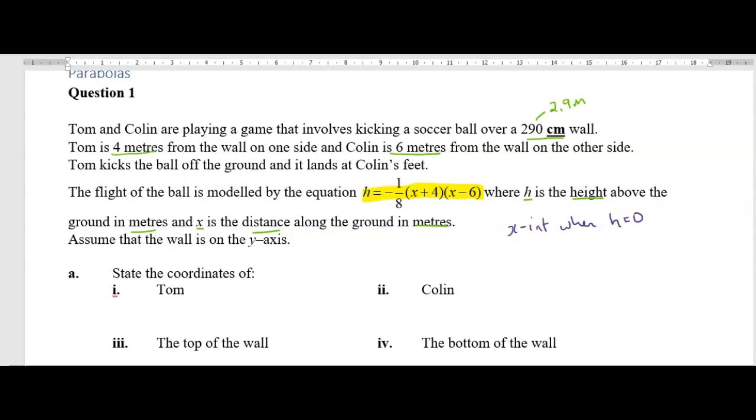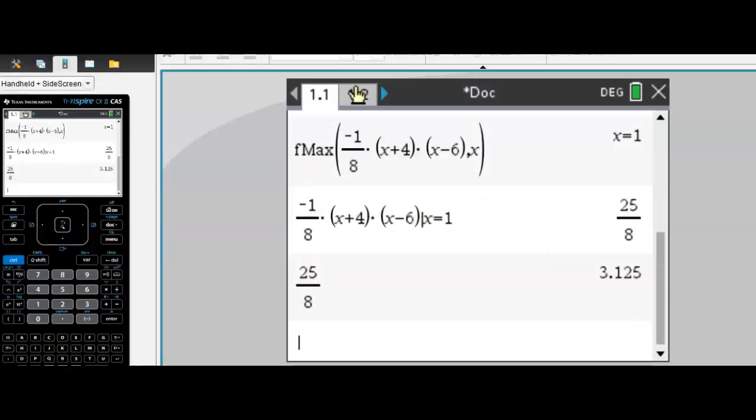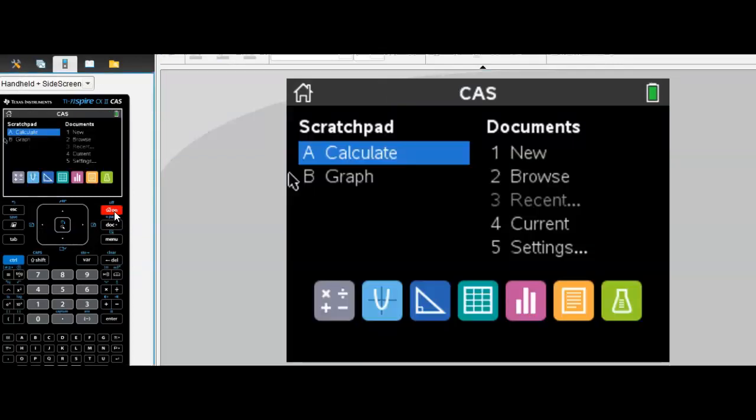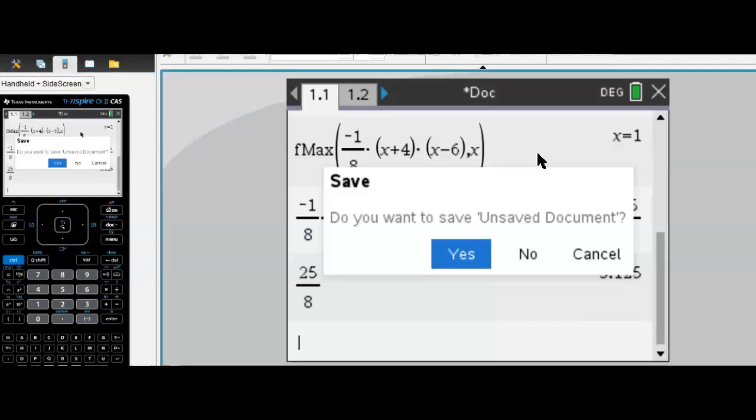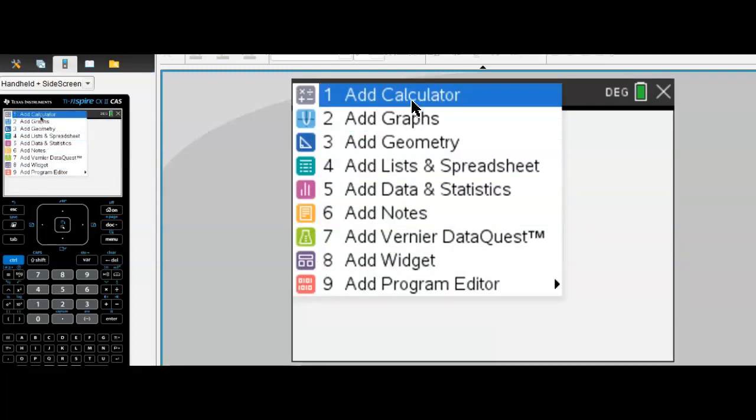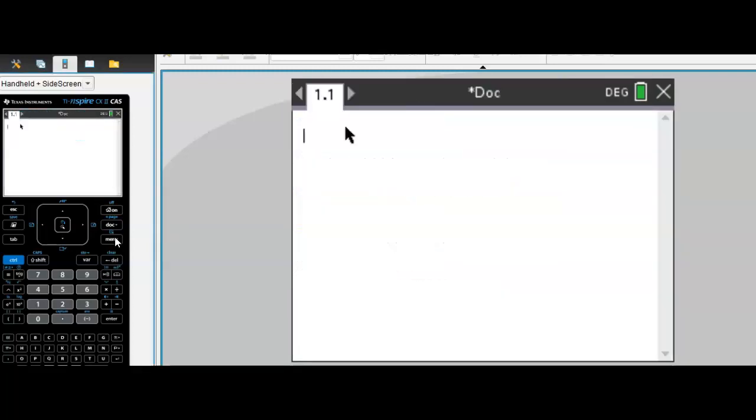So what we're going to have is negative 1 on 8, x plus 4, x minus 6 is equal to 0. Now you can just do solve on your calculator. Let's quickly do that. I was doing this question before. Yes, this is actually the third time I've started this video. So let's hope that this is the third and final time.